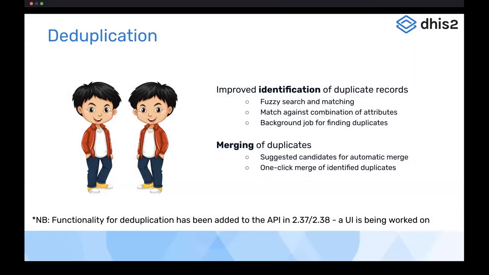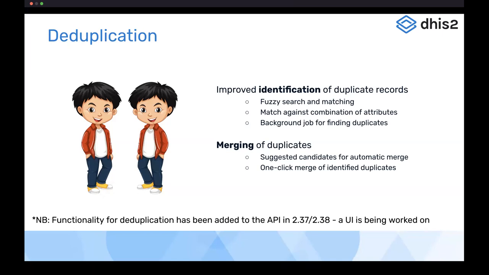In terms of deduplicating the records, there is a lot of work going on improving the logic on how to identify duplicate records, which is being done through either including a fuzzy search and matching, or matching against a combination of attributes. So my first name, last name, date of birth, and mobile number could be searched together to give me better filtered results.